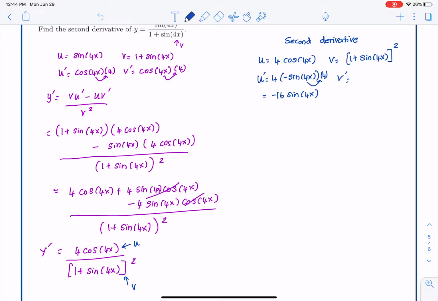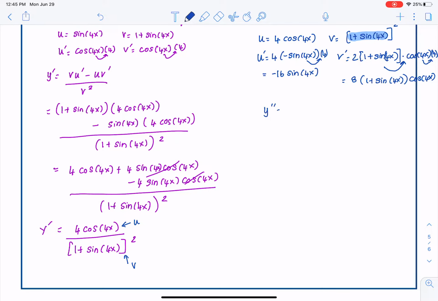V prime, the function here, 1 plus sine 4x is in the inside. So we would have the power rule, multiplied by the derivative of the inside. Derivative of 1 is 0. Derivative of sine 4x is cosine 4x multiplied by the derivative of 4x, which is 4. And you can see the chain moving along. So you have 8, 1 plus sine 4x multiplied by cosine 4x.